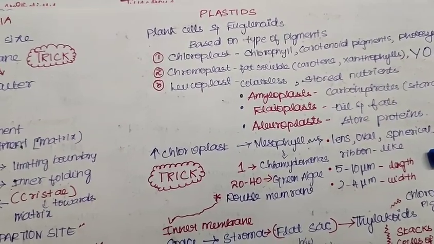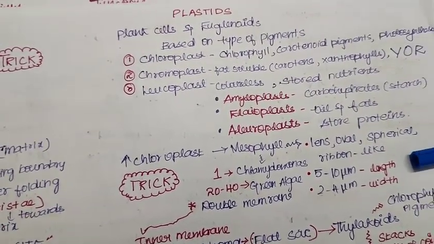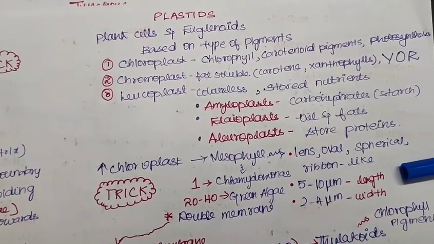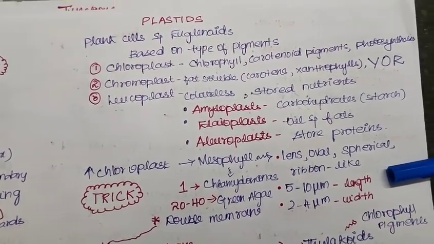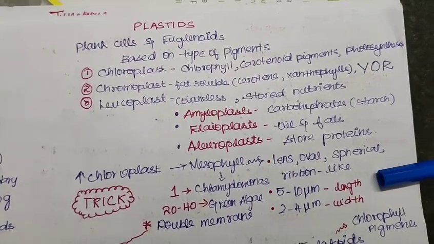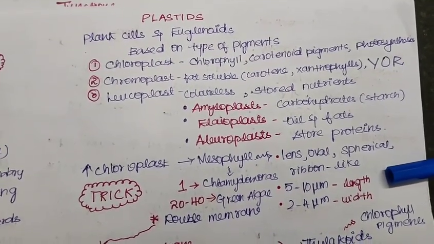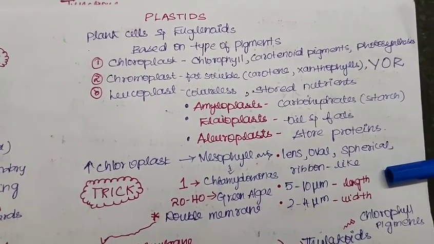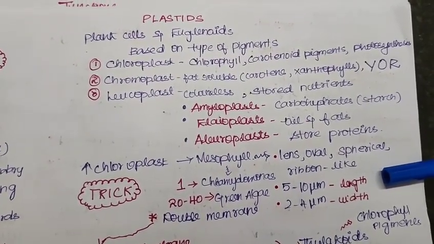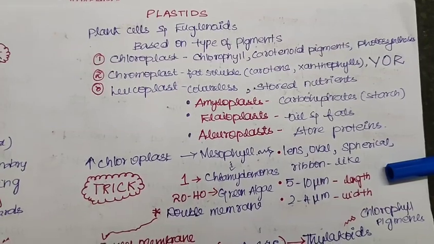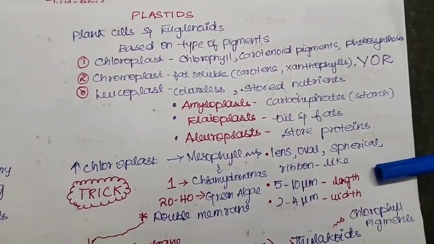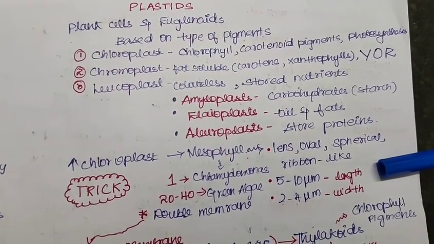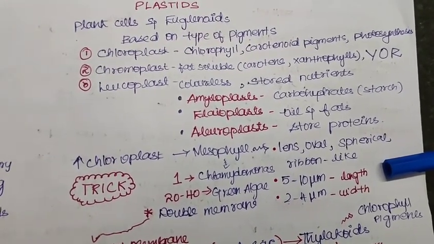One is chloroplast, next is chromoplast, and another is leucoplast. These chloroplasts contain chlorophyll, that's why it's named chloroplast, and carotenoid pigments, and they help in photosynthesis. Obviously, whenever you say chlorophyll, you should immediately be reminded of photosynthesis. Now to talk about the chromoplast, it has fat soluble carotenoid pigments such as carotene and xanthophylls, and it gives color to the plant such as yellow, orange and red.